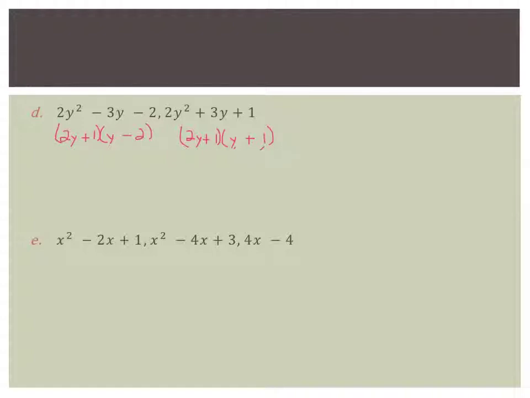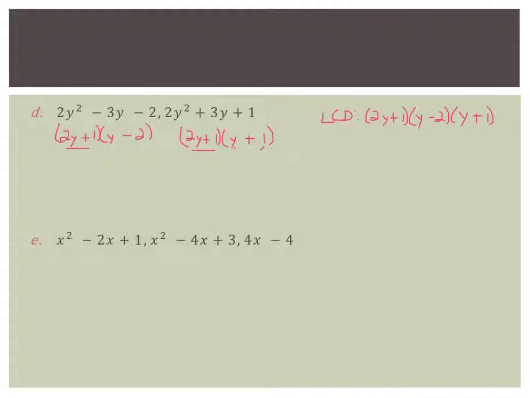Alright, so notice they both have a 2y plus 1, so that's already common. And then I'm going to multiply by a y minus 2 and a y plus 1. So whatever they have in common is going to be one of the factors, and then everything else you have to multiply together to get the least common denominator.